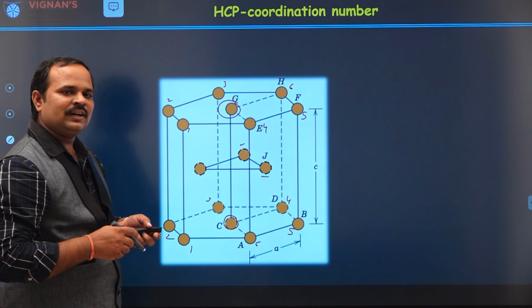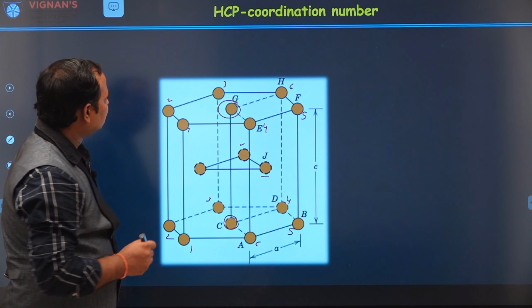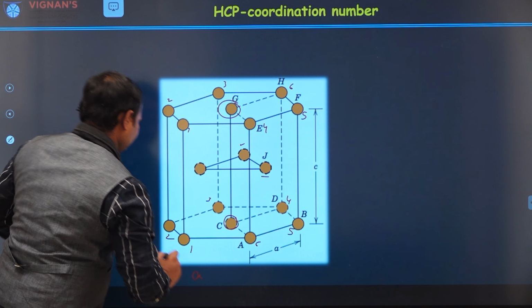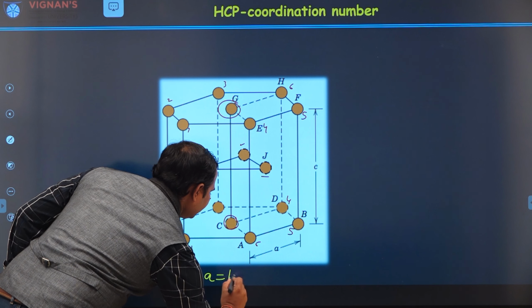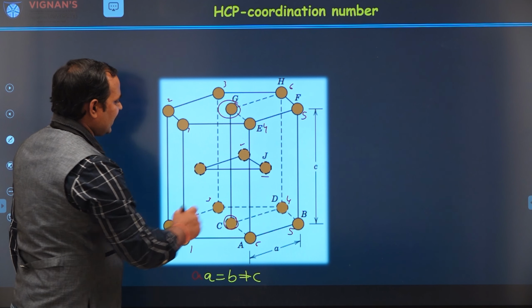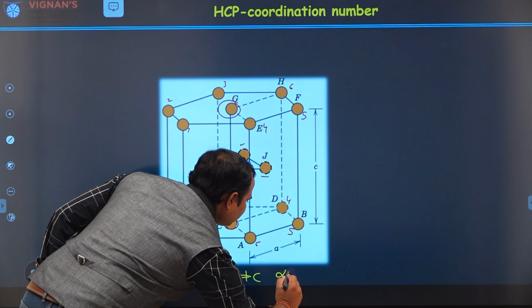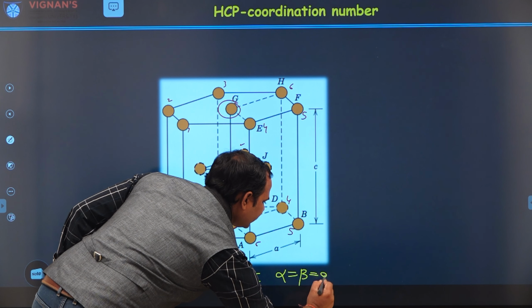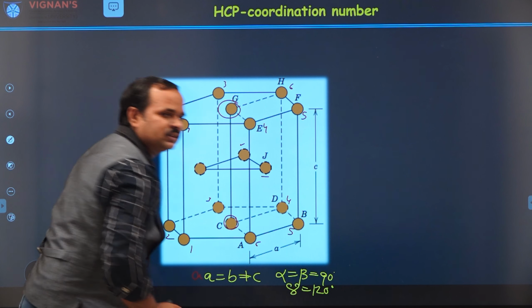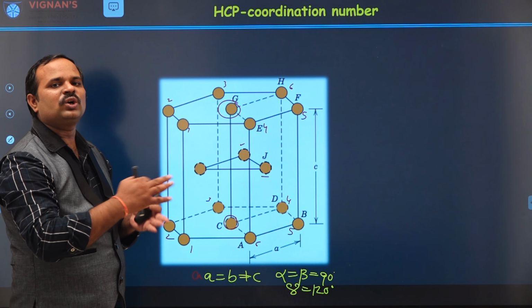And the parameters for the hexagonal system, that means the Bravais lattice parameters, are A is equal to B but not equal to C. These are the lattice parameters. And the angles between the crystallographic axes are alpha is equal to beta is equal to 90 degrees and gamma is equal to 120 degrees. These are the Bravais lattice parameters for a hexagonal system.